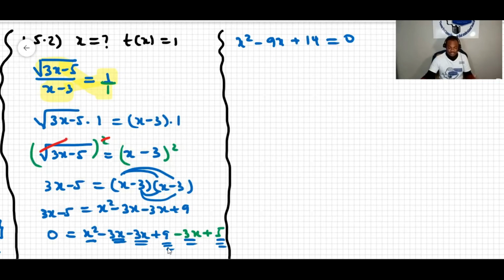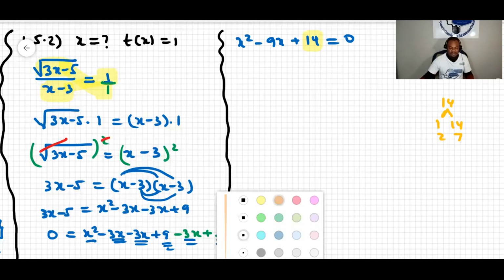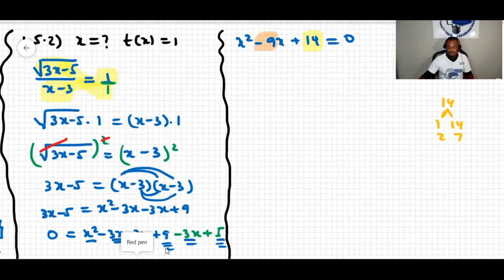Now this is a quadratic equation. To solve this, we're going to consider the last term, which is 14, and list all the factors of 14. The factors of 14 are 1 and 14, 2 and 7. That's all. In the list of the factors of 14, there must be one pair which will make a sum equal to the coefficient of the middle term, the negative 9 here. With 1 and 14, we cannot make negative 9, but with 2 and 7, yes, we can if we have negative 2 and negative 7.